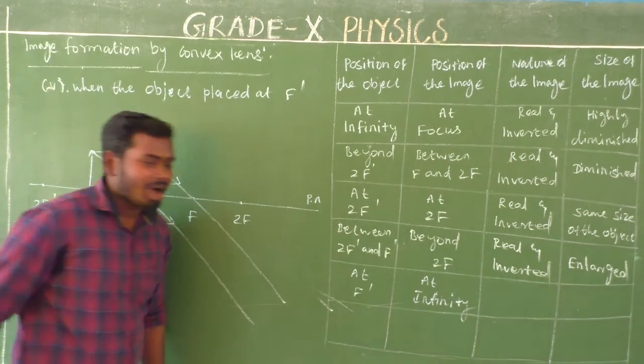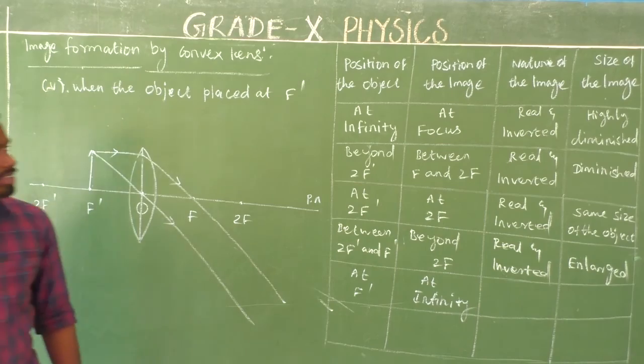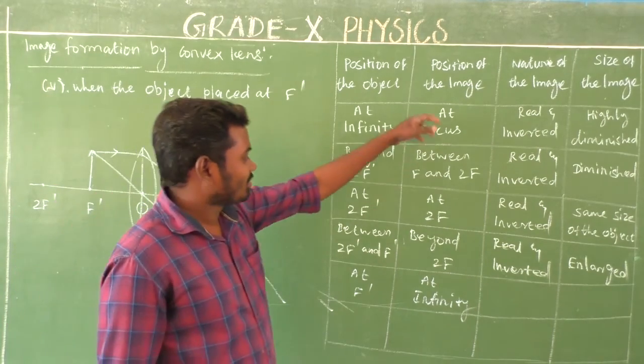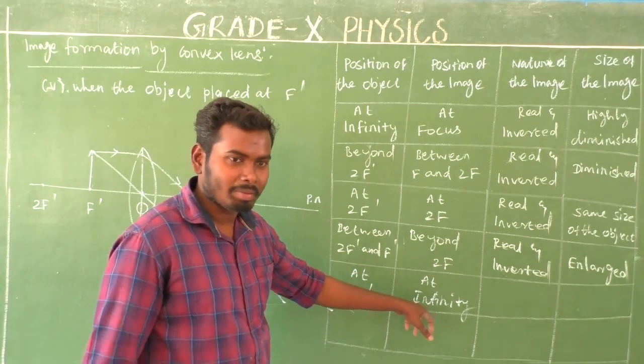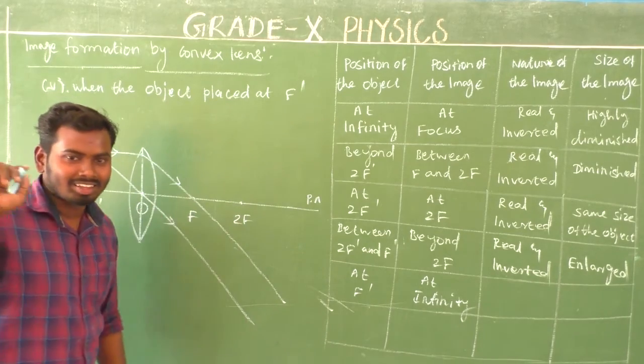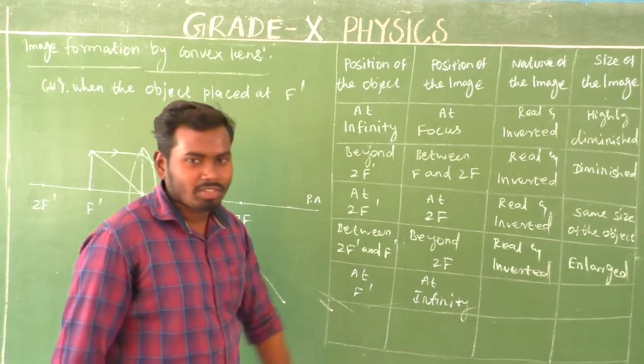So the image will be formed at the position of the image. The position of the image is infinity. Image will be formed at infinity. Is it clear? Yes.